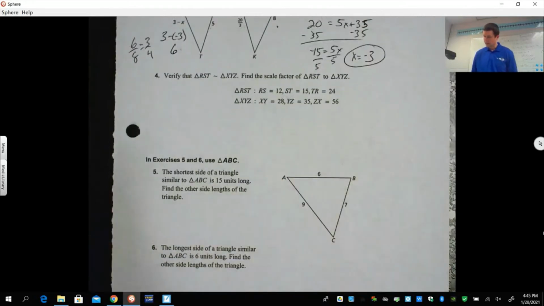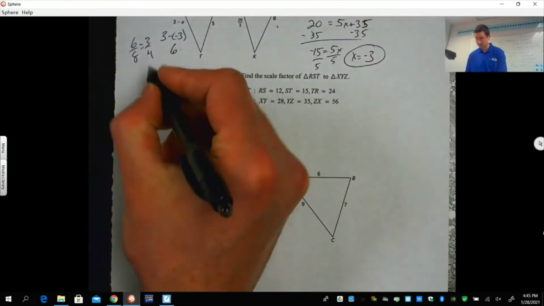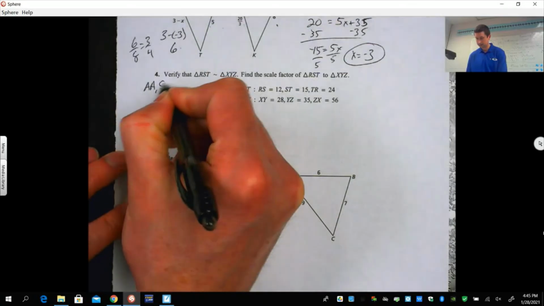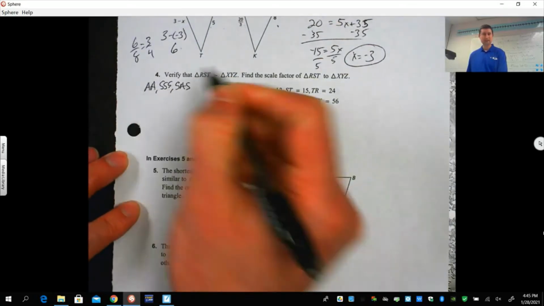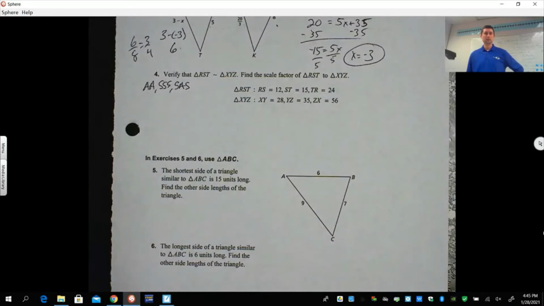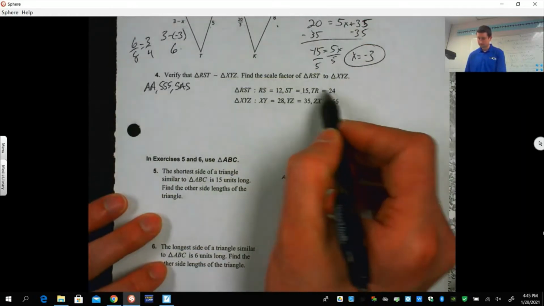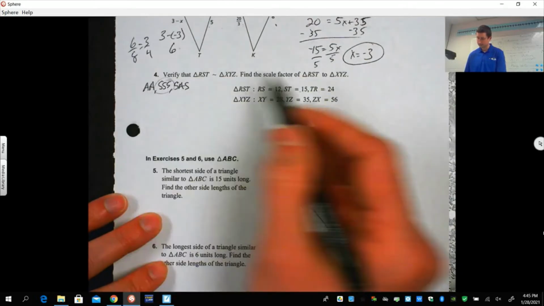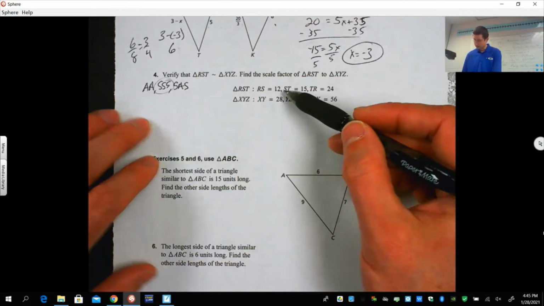Question 4, verify. That means we're either using angle-angle, side-side-side, or side-angle-side similarity. Verify that triangle RST is similar to triangle XYZ. Find the scale factor of triangle RST to triangle XYZ. So notice the 3 lengths of sides here. So we're using side-side-side. And we're just going to check this.